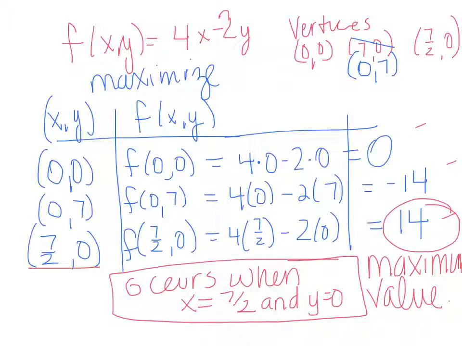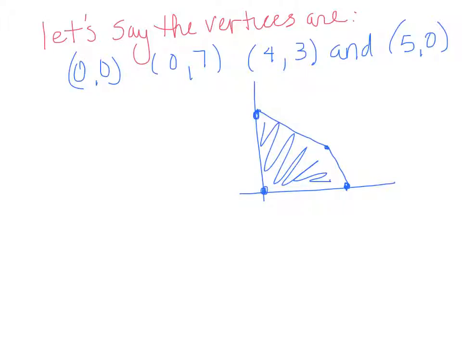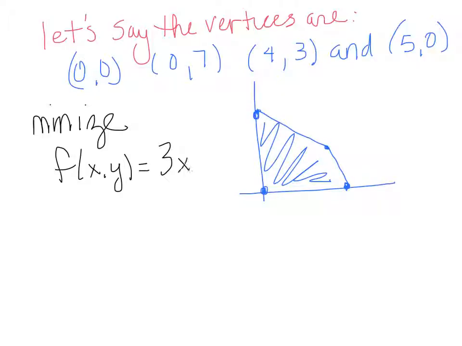So I'll give you a problem. Okay, let's just say we've already done the hard part, finding the vertices, okay? And it came out to be this sort of a quadrilateral shape instead of a triangle. So I have these 4 vertices that I've labeled 0, 0, 0, 7, 4, 3, 5, 0, okay? And I want you to, this time we'll try and minimize, so maybe we're talking about costs, the function 3x minus 2y. Which one of those vertices is the correct answer for minimizing the function? I'm going to pause it and we can check our answers.